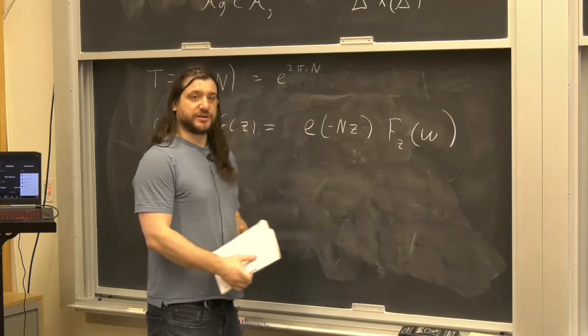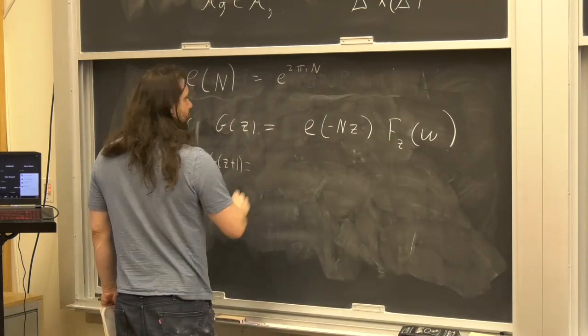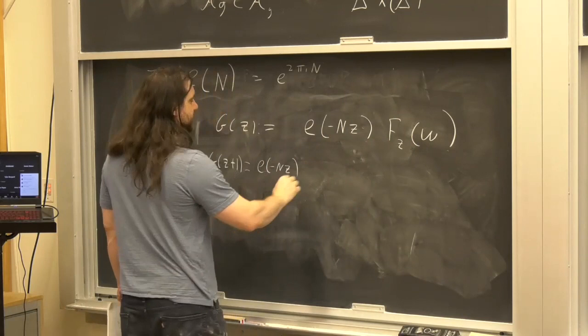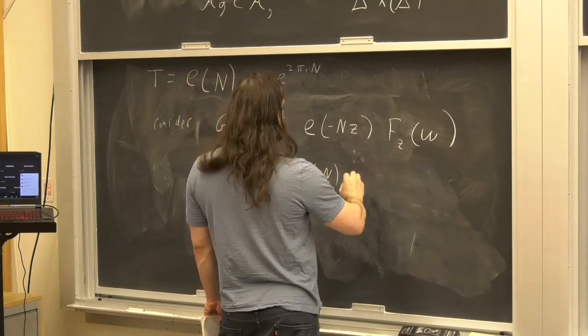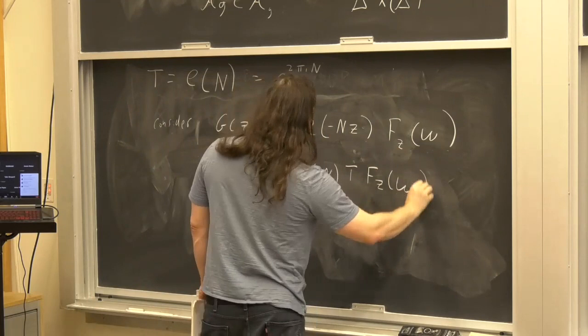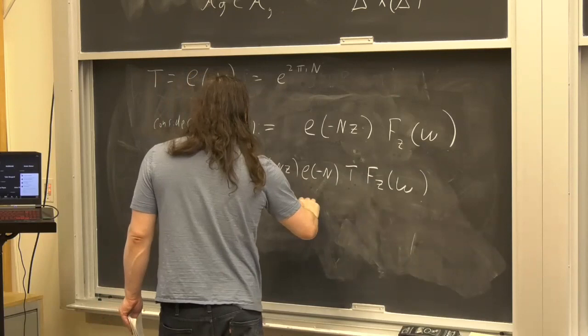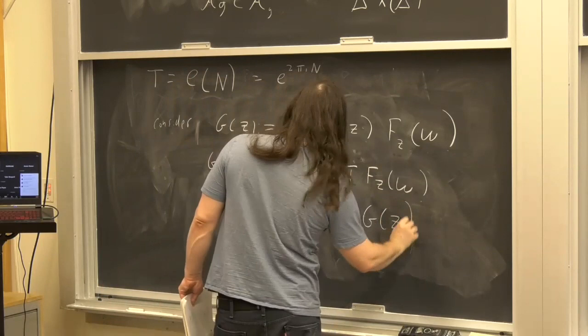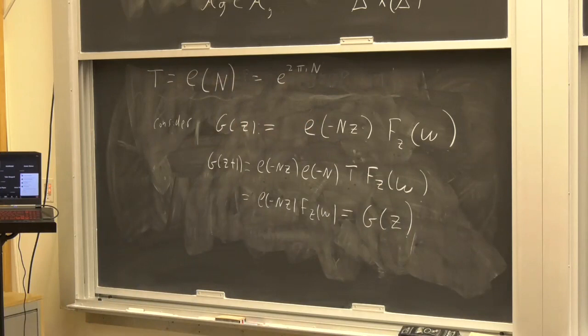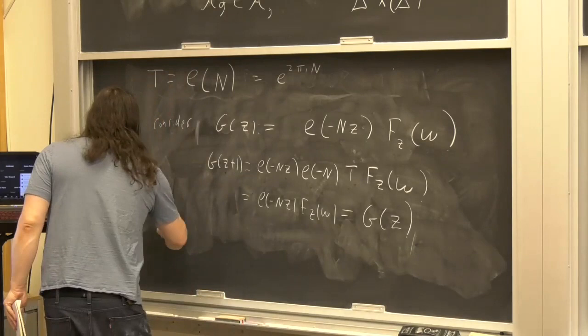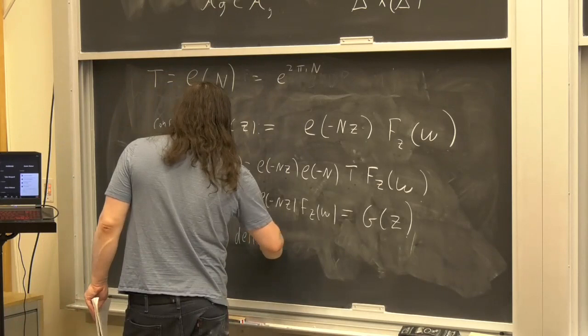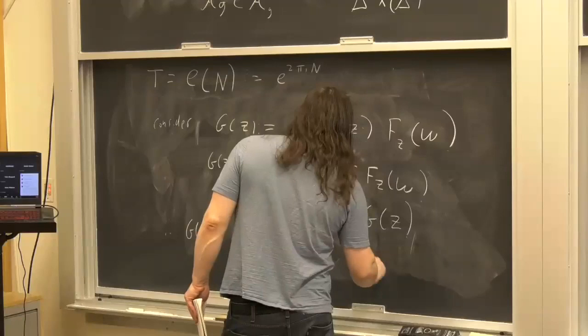So if you look at g of z plus 1, what do you get? You get e of minus N(z+1), so e of minus Nz followed by e of minus N. You get F_{z+1} omega, which is just T of F_z omega. And then by construction, these two cancel out. And so you just get e of minus Nz F_z omega, which is just g of z. You do the twisting trick. As a result, g becomes invariant under adding 1. Therefore, g of z descends to a section on delta star.